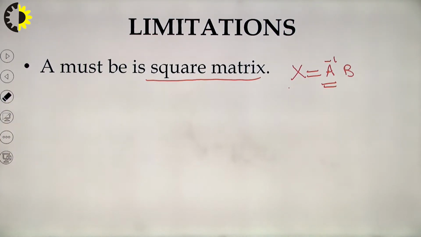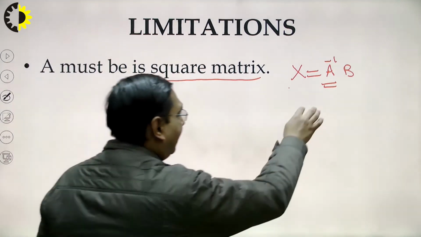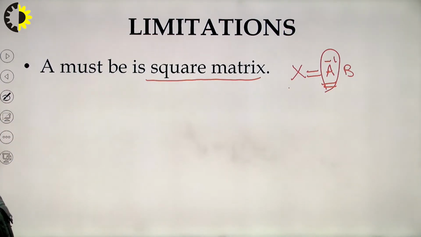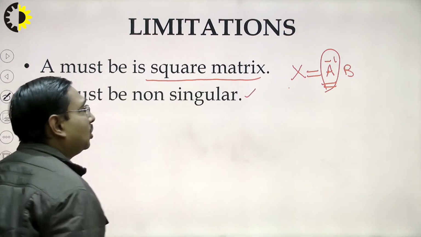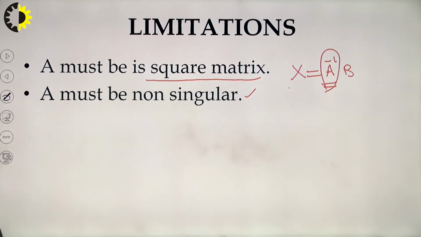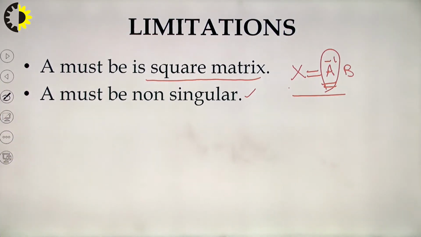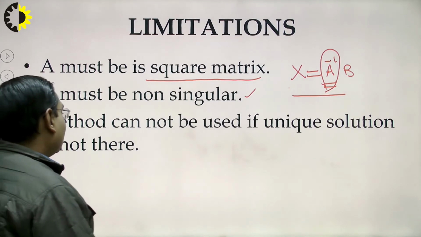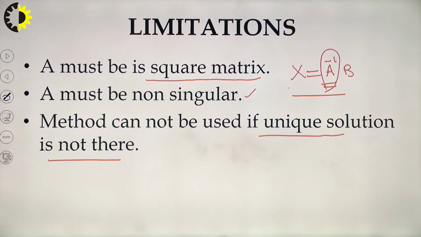Another problem is that if A is a square matrix, then it is possible that A inverse still does not exist, because A can be singular, and if A is singular, then it is not possible to find the inverse. This means A must be non-singular to apply this method. In fact, to calculate x equal to A inverse b using the method discussed in previous classes, the system must have a unique solution, otherwise the method will not work.